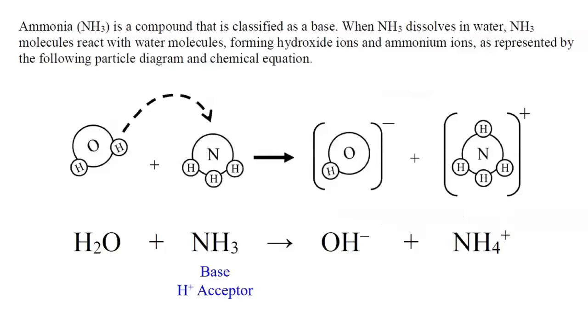Ammonia, NH3, is a compound that is classified as a base. When NH3 dissolves in water, the ammonia molecules react with water molecules, forming hydroxide ions and ammonium ions, as represented by the following particle diagram and chemical equation. Ammonia, NH3, is acting as a base, a proton acceptor.